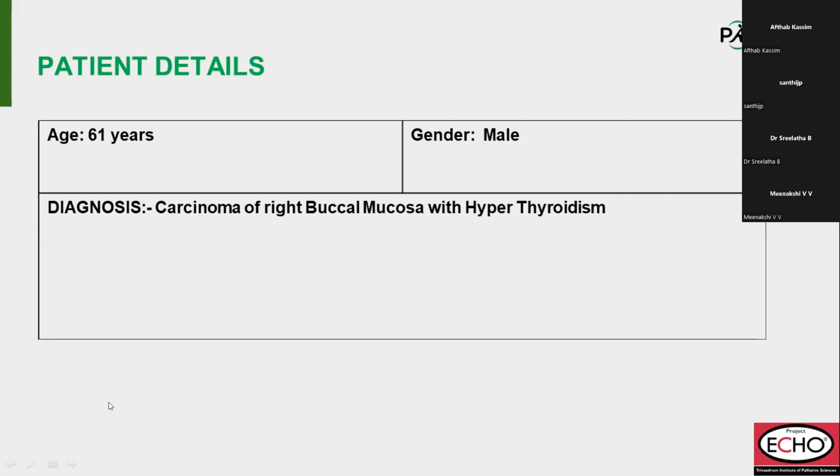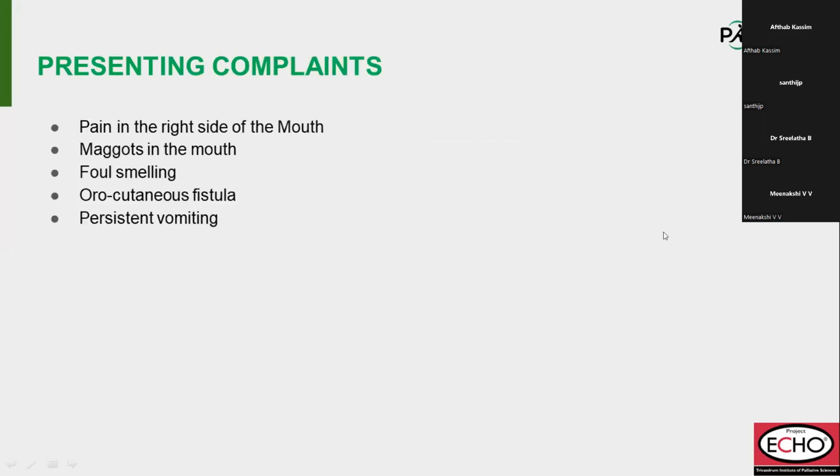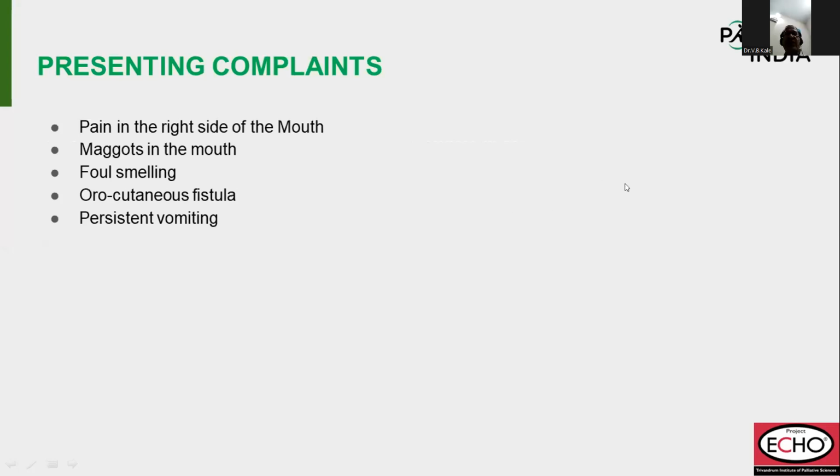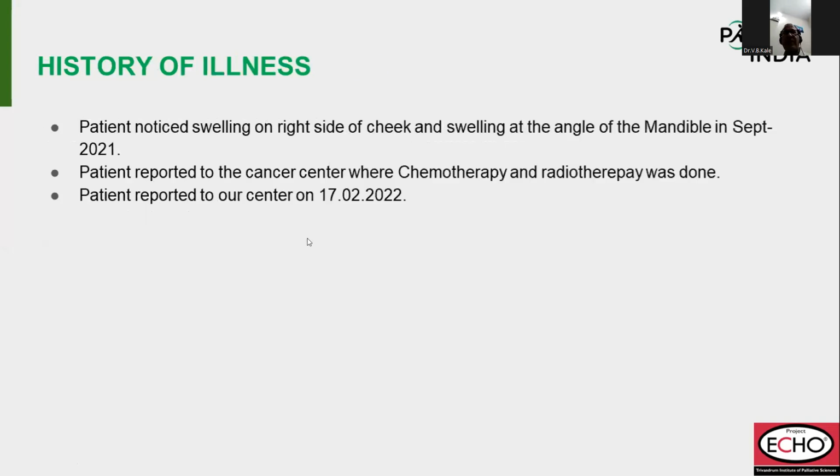Hello. This is a case of a 61-year-old male diagnosed with carcinoma of the right buccal mucosa, and he had hyperthyroidism. Next slide. He has pain in the right side of the mouth, maggots in the mouth, foul-smelling swelling, orocutaneous fistula, and persistent vomiting.